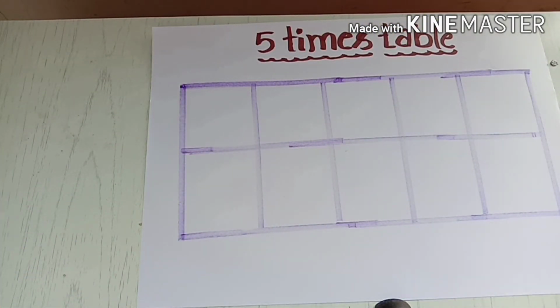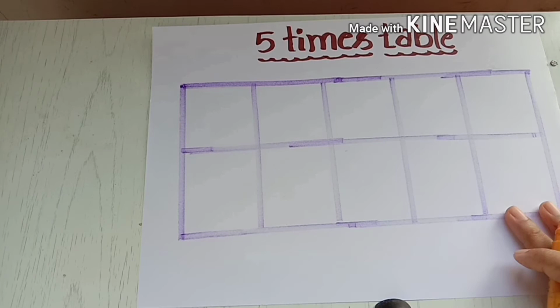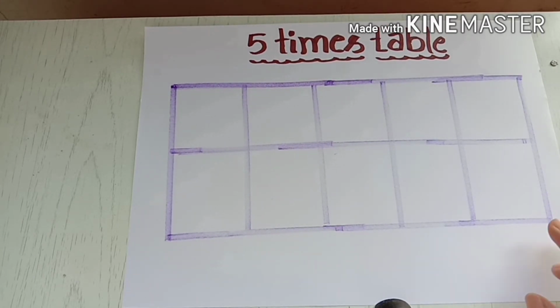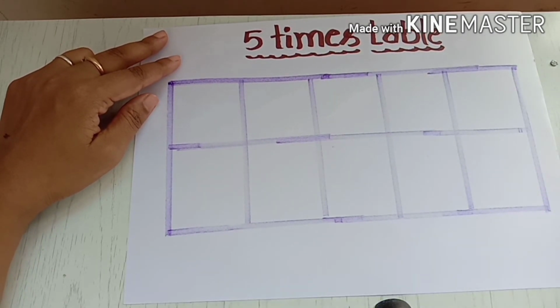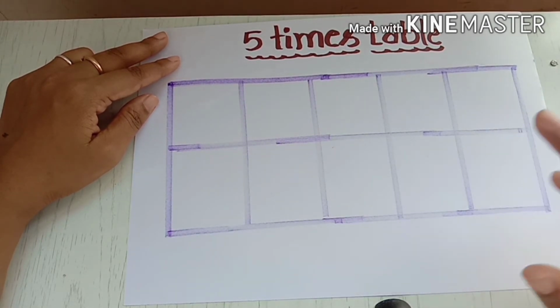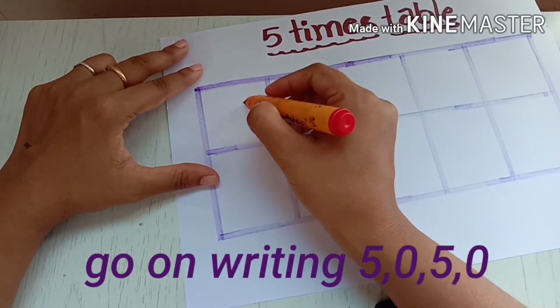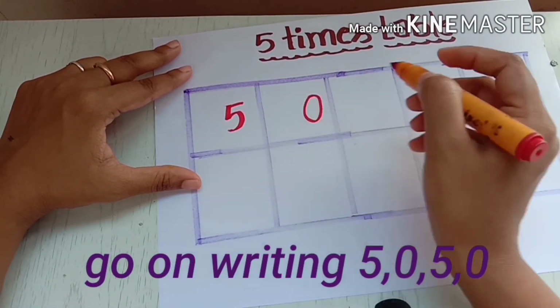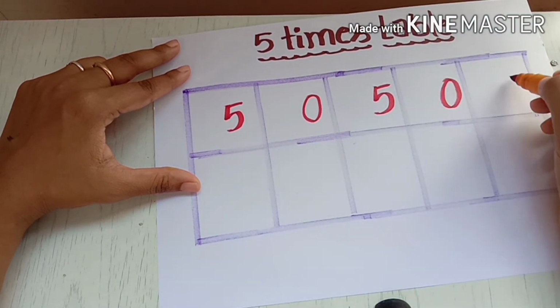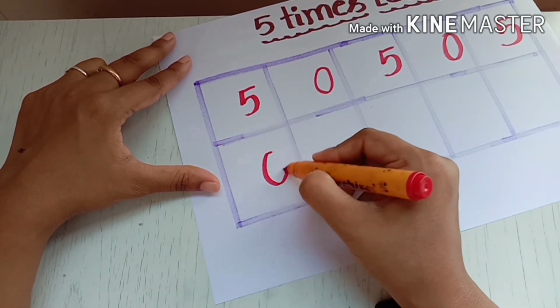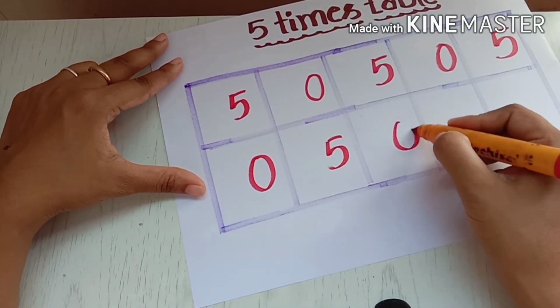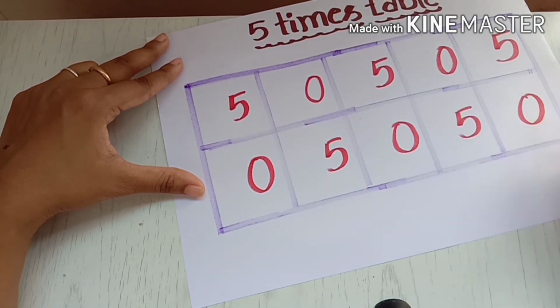Next table I'm going to show you is the 5 times table. What is that? 5 times table. Okay. For that, since we know that in the 5 times table the unit digit numbers are always 50, 50, 50, right? So first I am going to write down that 5, 0, 5, 0, 5. Next 0, 5, 0, 5, 0.